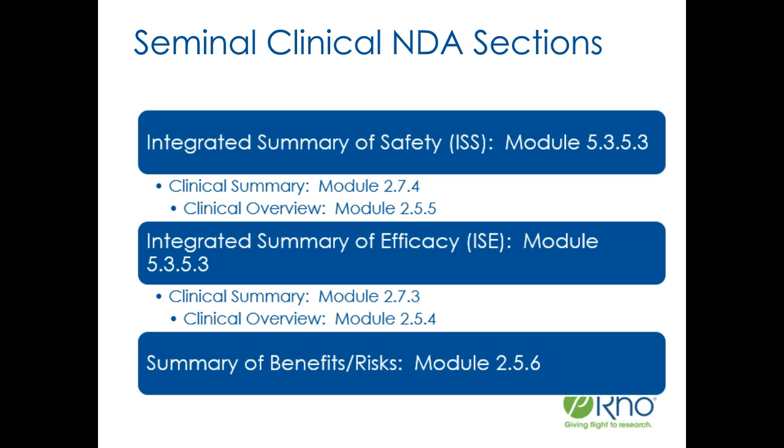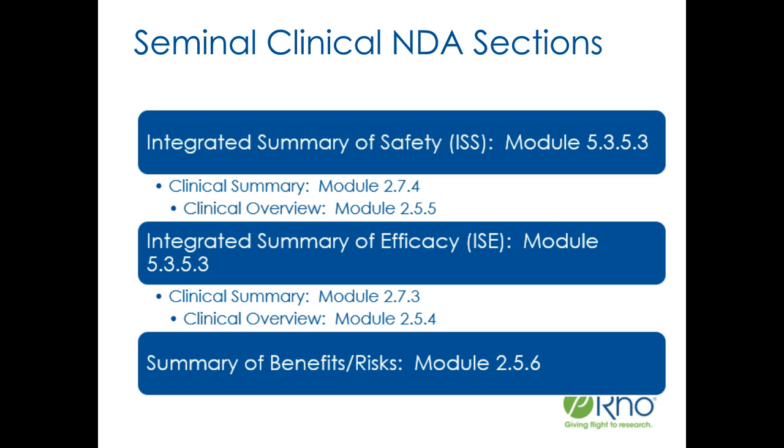So hopefully by now you have an idea of the criticality of the ISS and the ISE to the success of your NDA. That is where FDA starts when they're determining the safety and effectiveness of your product. There also is Module 2.5.6, which is actually a high-level summary of benefit risks, which incorporates the meaningful elements of the ISS and the ISE into almost an abstract of why your product should be approved. So those are the seminal NDA documents in addition to the label, obviously.